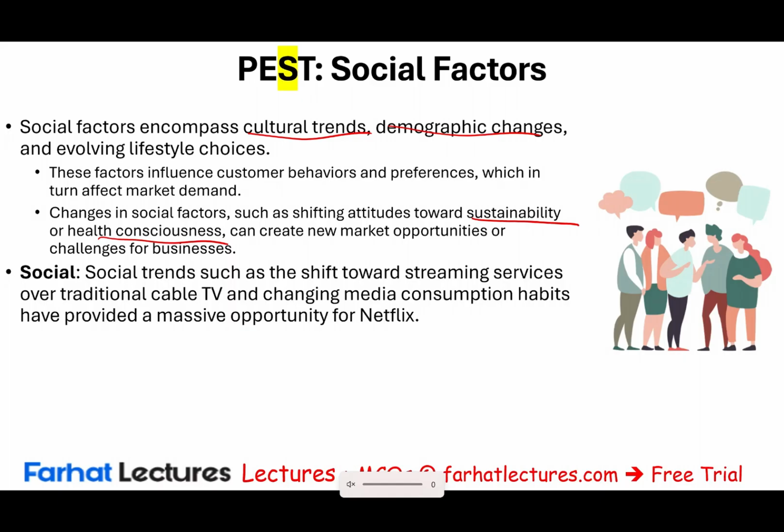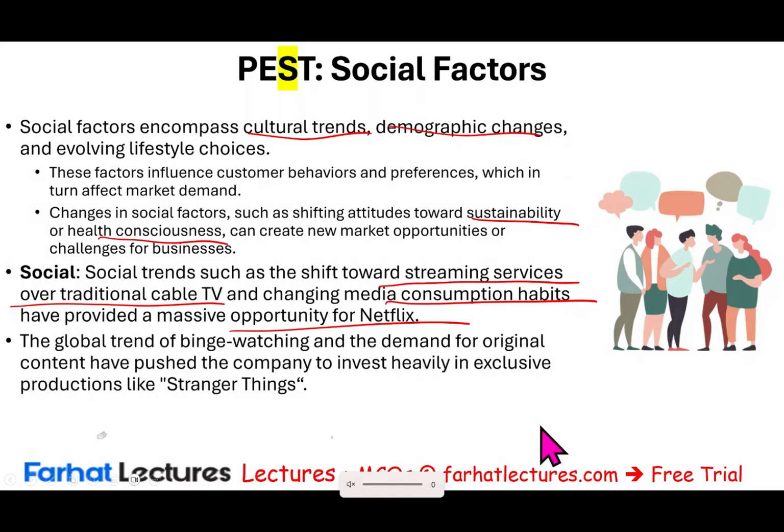For example, a social trend for Netflix, such as the shift towards streaming services over traditional cable TV, will give Netflix an opportunity, and changing media consumption habits have provided a massive opportunity for Netflix. Why? Social factors. People want things on demand, and they would prefer to have Netflix over traditional TV. So the global trend of binge watching and the demand for original content have pushed the company to invest heavily in exclusive production like Stranger Things. Also, I'm not a fan of that show, but nevertheless.